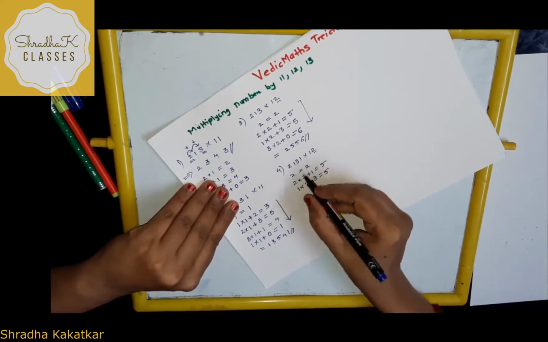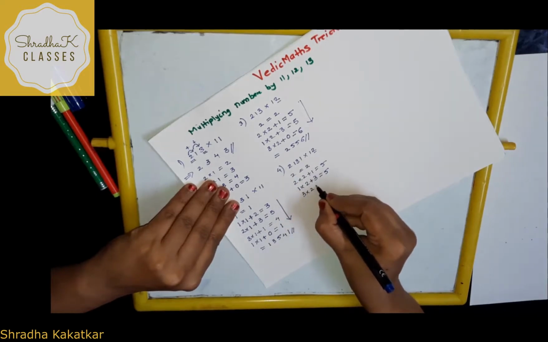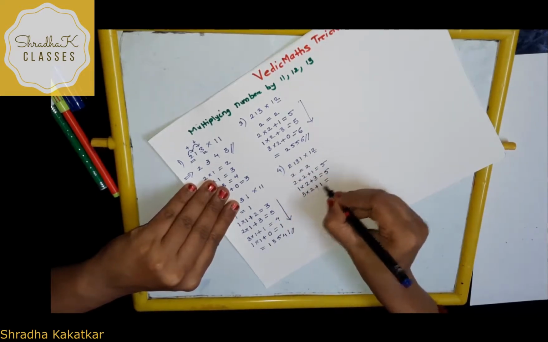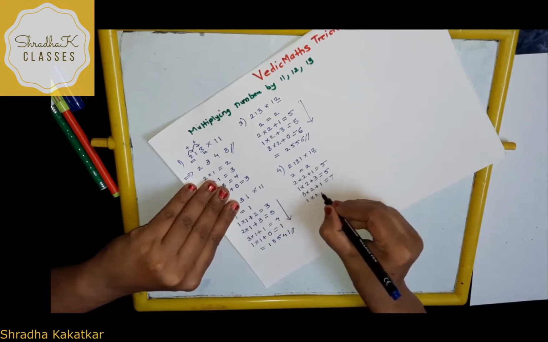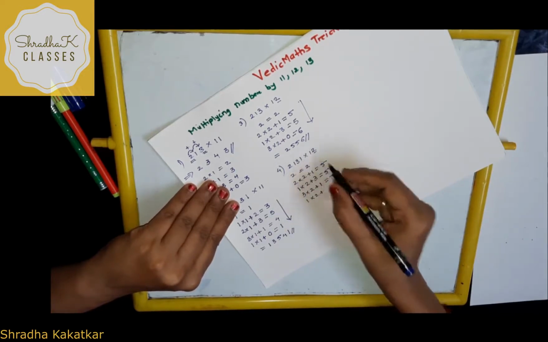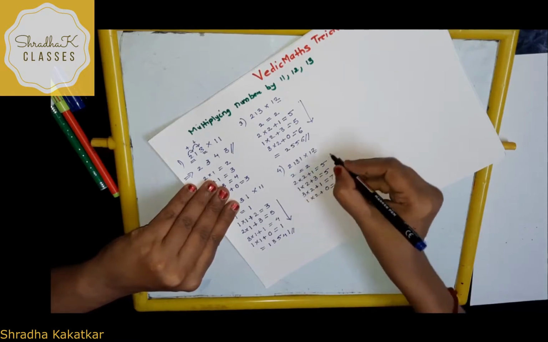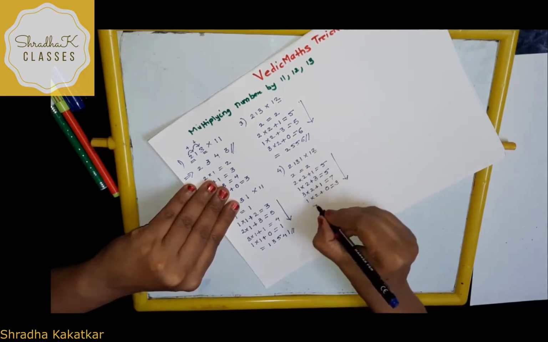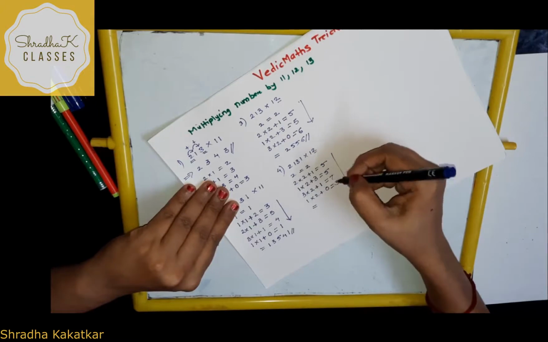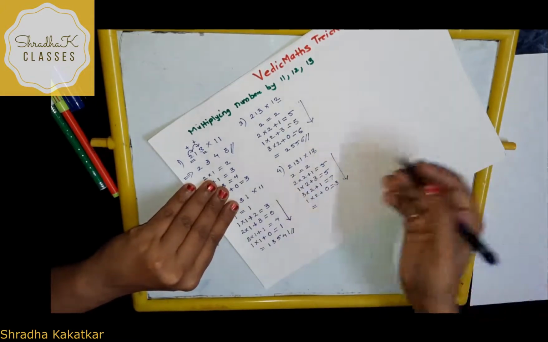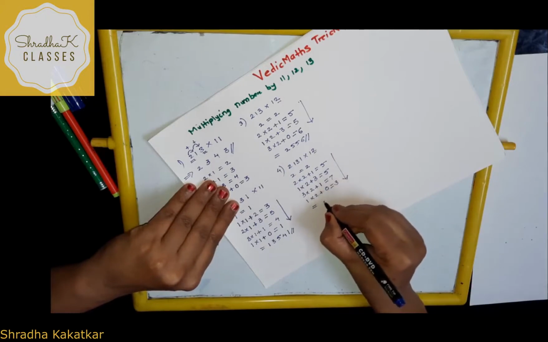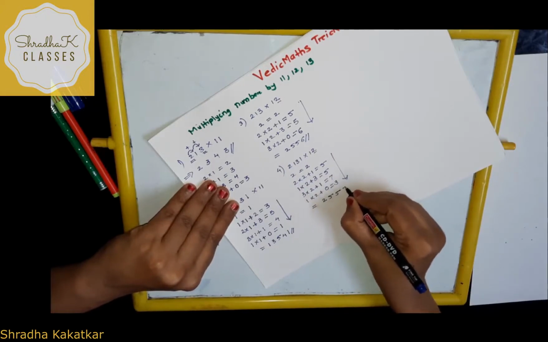Then 3. 3 into 2 plus the next digit, 1, so 6 plus 1 is 7. Then 1 into 2 plus anything next to 1? No, 0. So 3. Okay, so you have to write it this way. You can do this in your mind, you don't have to write all these things. I am just explaining so that you can understand and later solve it in your mind. So this is 2, 5, 5, 7, 2.